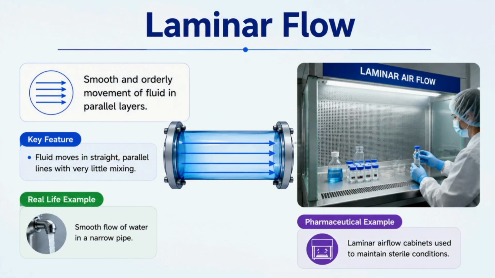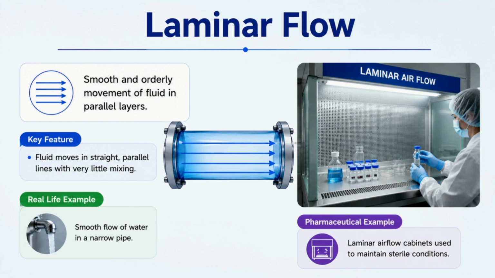So next is laminar flow. Laminar flow means a smooth and orderly movement of the fluid layers. In this flow, the particles move in straight parallel lines. There is very little mixing between these layers. Laminar flow usually happens at a low speed. So it is commonly a controlled flow. This type of flow is very important in sterile pharmaceutical areas. Laminar airflow cabinets keep germs away during medicine preparation.